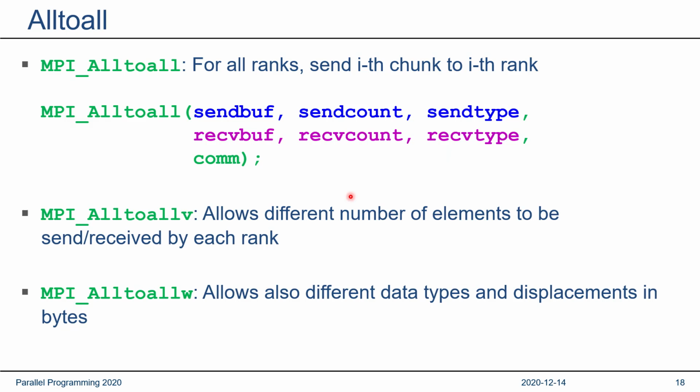There's an MPI all-to-all V, which allows the chunks to be of different size. So a different number of elements can be sent and received by each rank. There's also an all-to-all W, which allows also different data types and displacement, so very flexible.